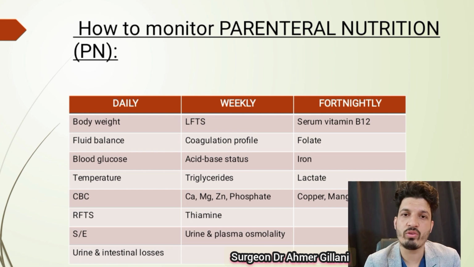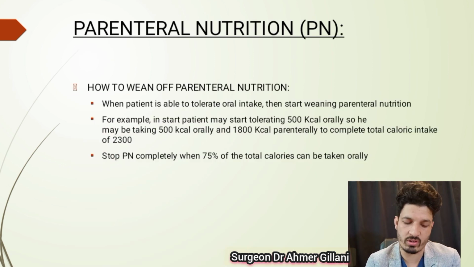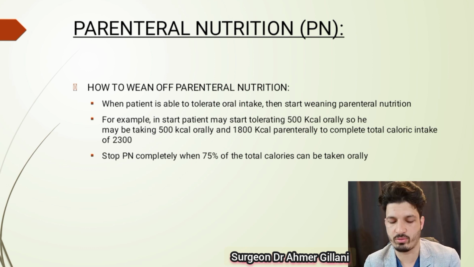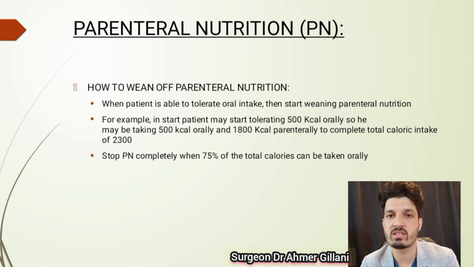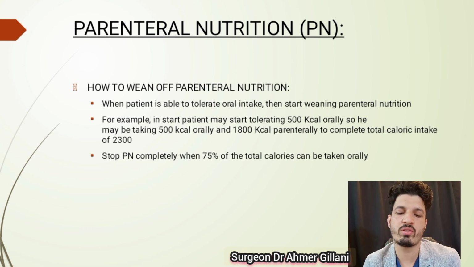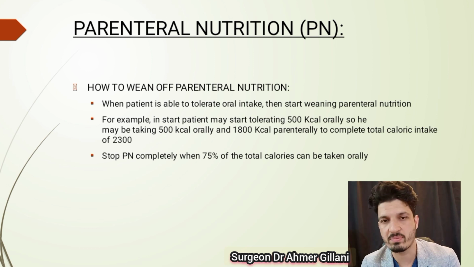So how will you wean off? This is also the most important thing. When the patient is able to tolerate the oral intake, then you can start weaning the parenteral nutrition. For example, in the start, the patient may start tolerating 500 kilocalories orally. So he may be taking 500 kilocalories orally and 1800 parenterally to complete the total caloric intake of 2300, which we have previously calculated for this patient.